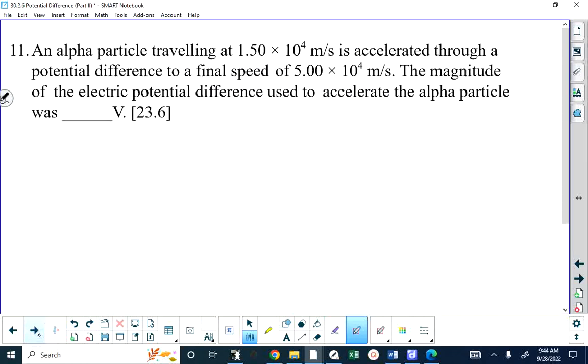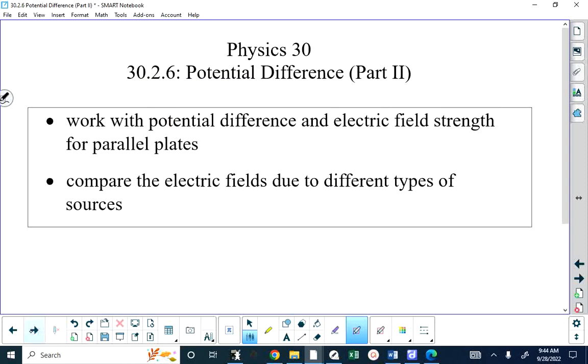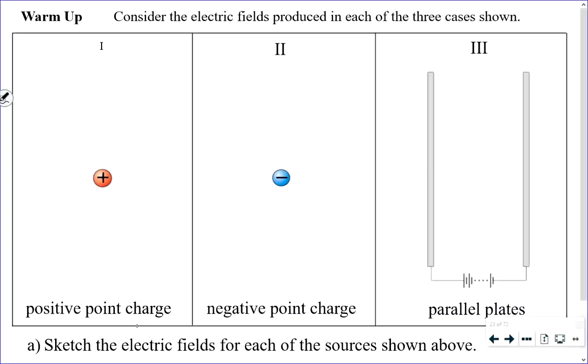Can I get you to open up your books to the next lesson, which is Potential Difference Part 2. So what we're going to do today is work with potential difference and tie it into electric field strength between parallel plates. And in order to understand electric field strength between parallel plates, we have to compare different types of electric fields to begin with. And that's where we are starting.